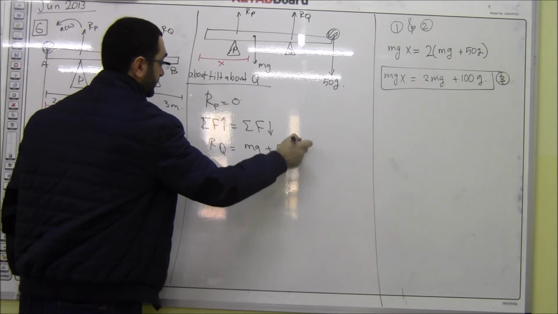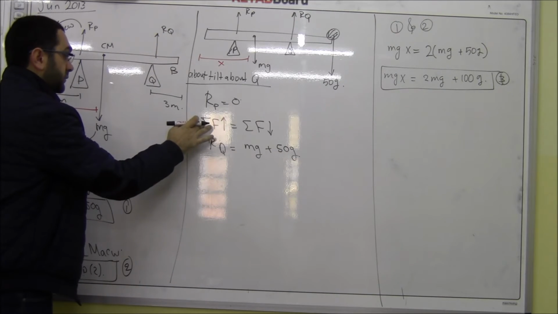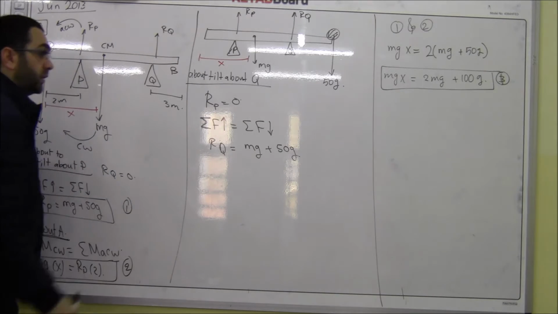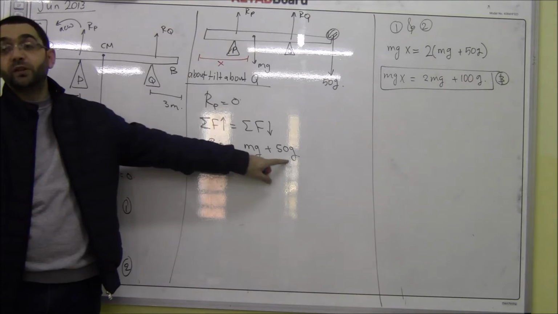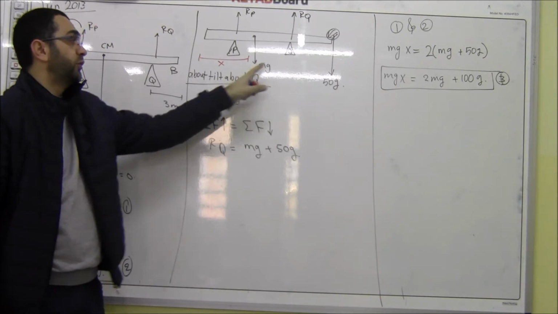Professor, you only know it's in equilibrium and uniform, right? No, it's not. No. All of them are in equilibrium. Okay, RQ now equals mg plus what? 50g. Sum of forces up is only RQ, sum of forces down.